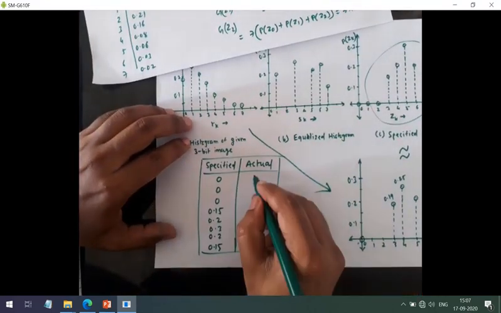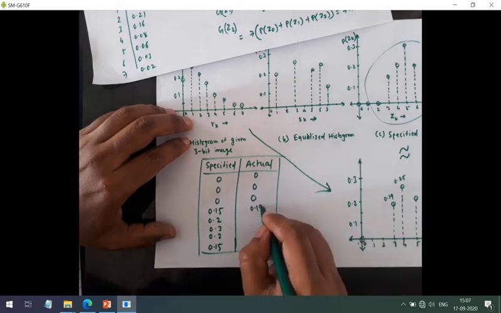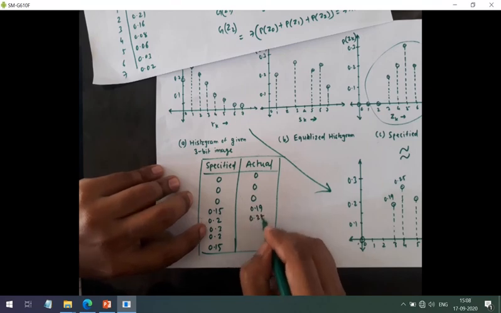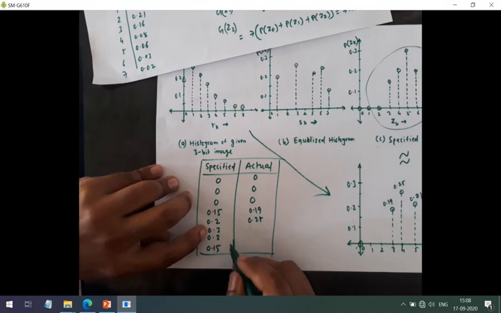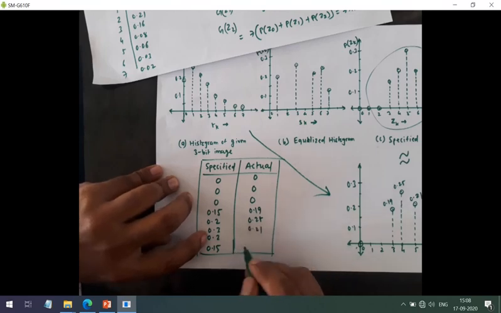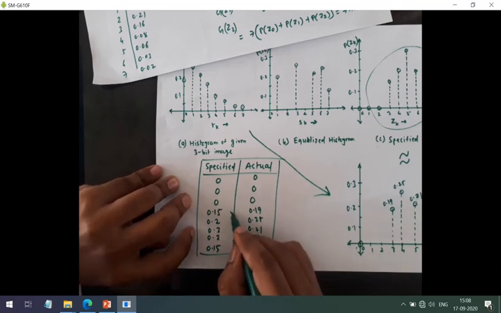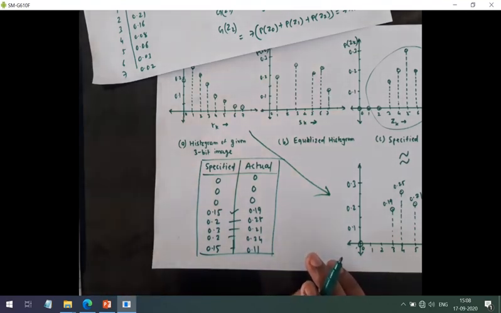For 0 we have 0, for 1 we have 0, and for 2 we have 0, for 3 we have obtained 0.19, and for 4 we have obtained 0.25, for 5 we have obtained 0.21, then 0.24 and 0.11. Pretty close, right? So this is regarding histogram matching.